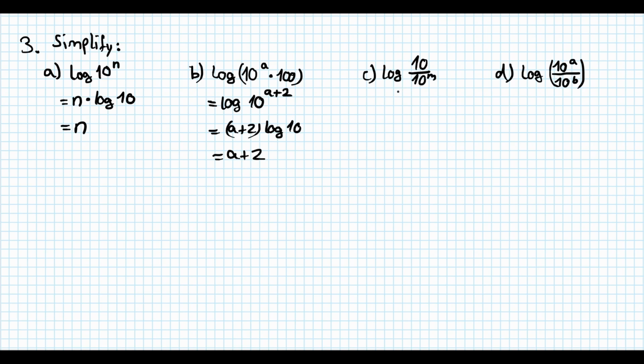Okay, next we've got log of 10 divided by 10 to the power of m. It's the same as saying log 10 to the power of 1 minus m. And that's 1 minus m times log of 10, which is equal to 1 minus m.